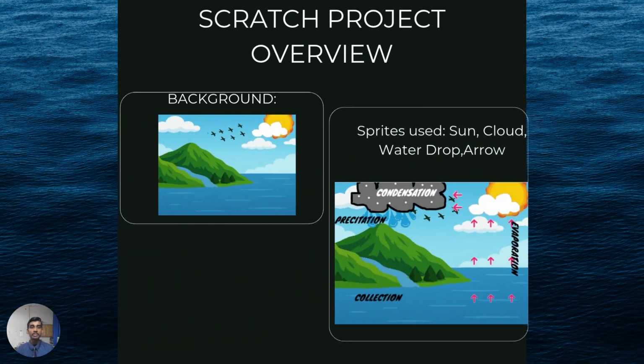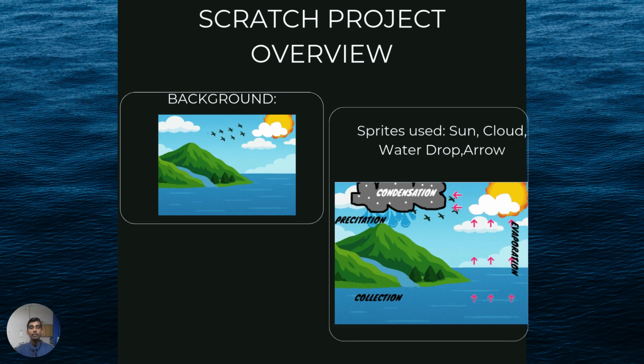Now let's see about my Scratch project overview. The background I use for the context is this. You can see the first diagram and the sprites I use in this layout: the sun, cloud, water drop, and air. These sprites are pictures that can move and do actions. Each sprite has its own job and its own coding. So, like, the water drop shows the precipitation, and the arrow shows the evaporation.